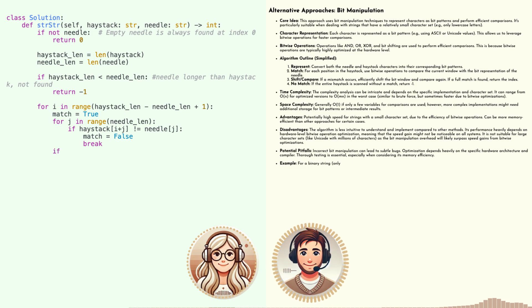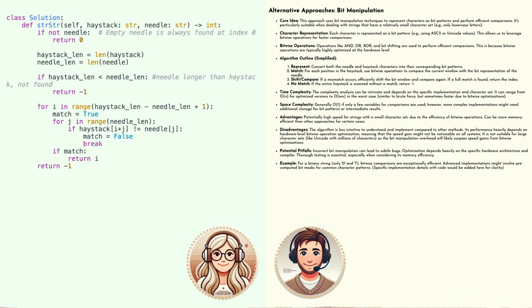Can you give us an example of how bit manipulation might be used for string matching? Sure. Imagine using a technique called bit masking, right? We create a bit mask for the needle, where each bit corresponds to the presence or absence of a particular character. And then we iterate through the haystack, creating similar bit masks for each substring of the same length as the needle. So we're turning our strings into patterns of ones and zeros based on the characters they contain.